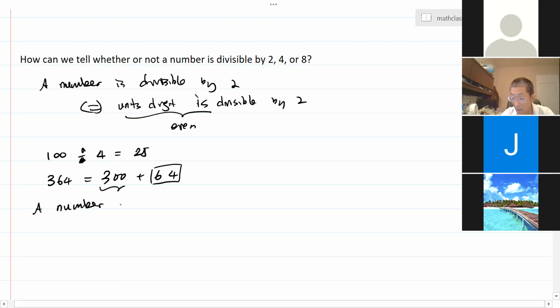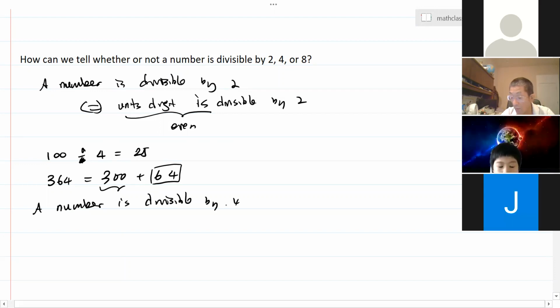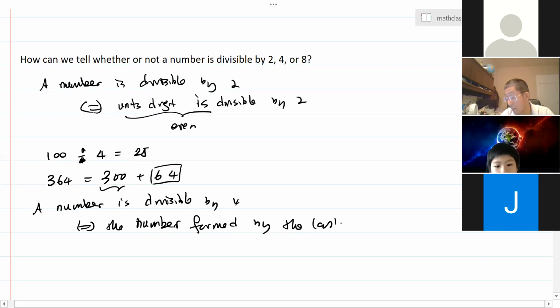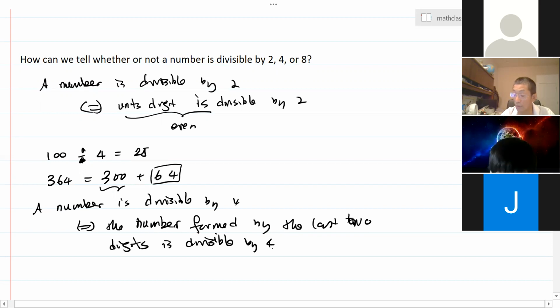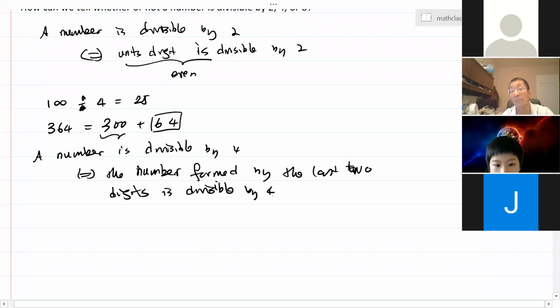Let's write down the fact: a number is divisible by 4 if and only if the number formed by the last two digits is divisible by 4. So it's easy to check whether a two-digit number is divisible by 4. All right, let me give an example, okay?